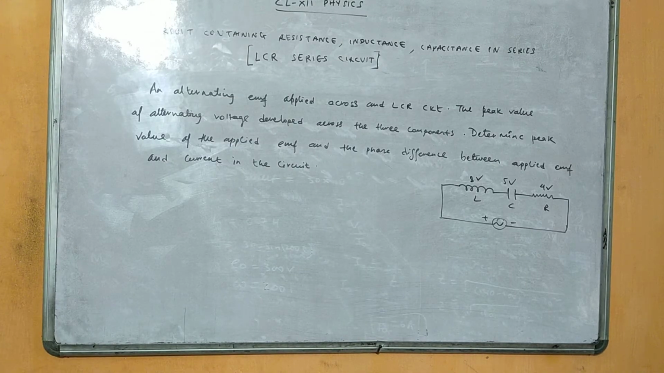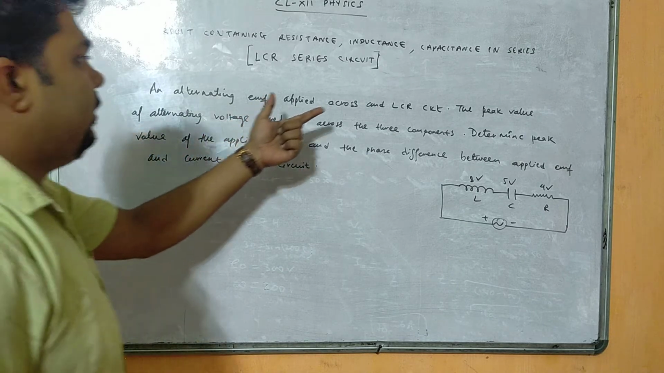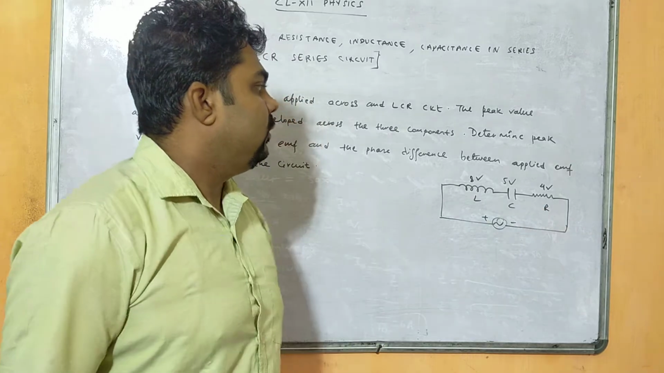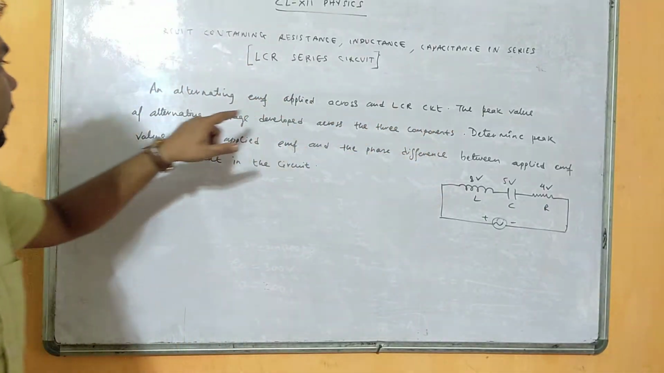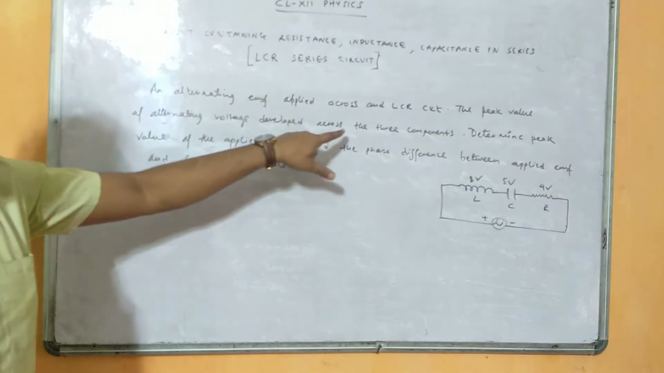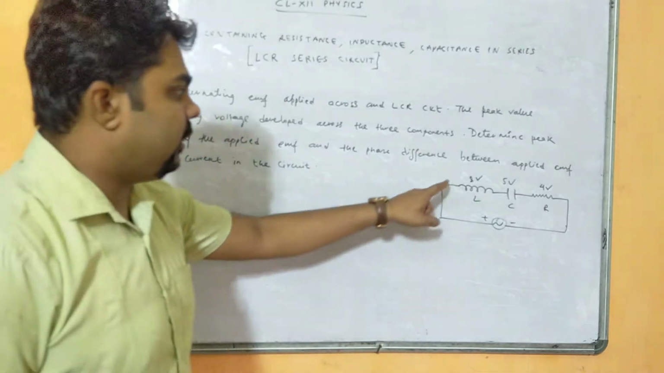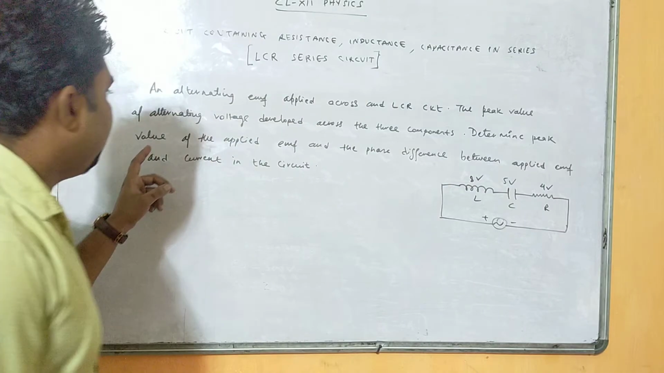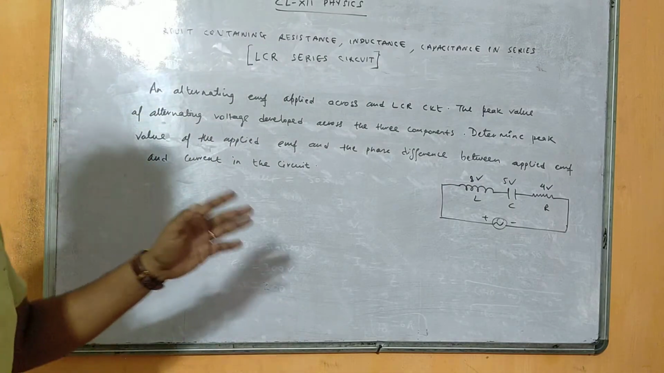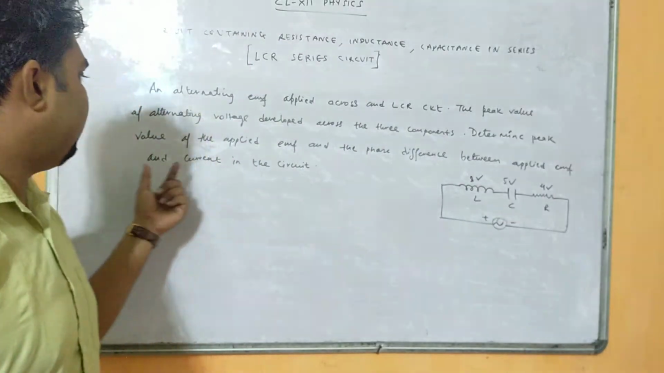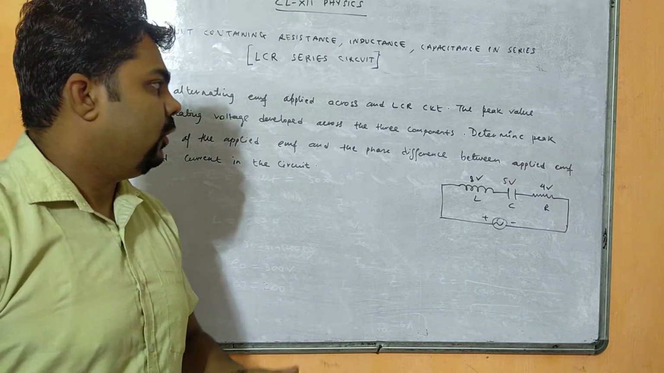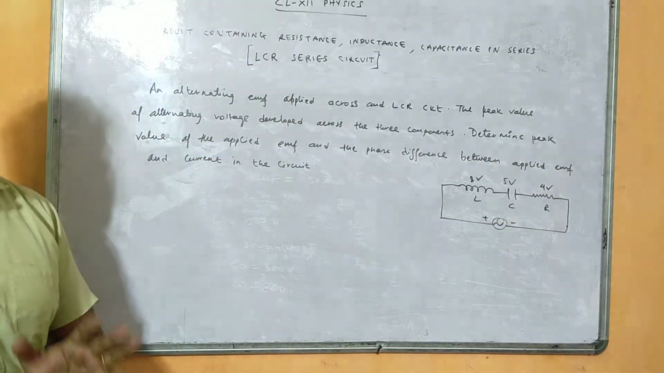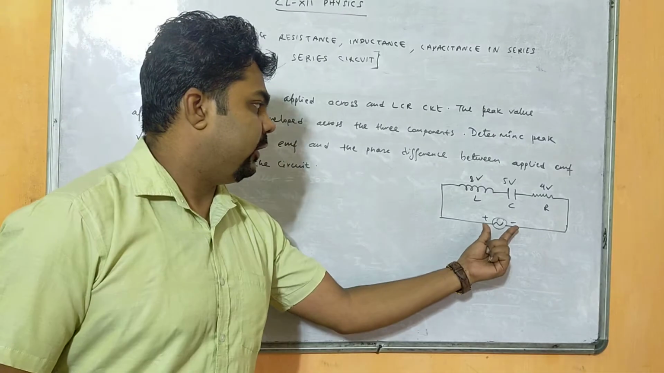An alternating EMF is applied across the LCR circuit. So an EMF is applied across the three components of this circuit. The peak values of alternating voltage developed across the three components are given. That means these are the potential differences developed across the three components, right? So determine the peak value of the applied EMF and the phase difference between applied EMF and current in the circuit. So what do we have to calculate here? The peak voltage of the applied EMF. That means what is the peak voltage, right? That one we have to calculate.